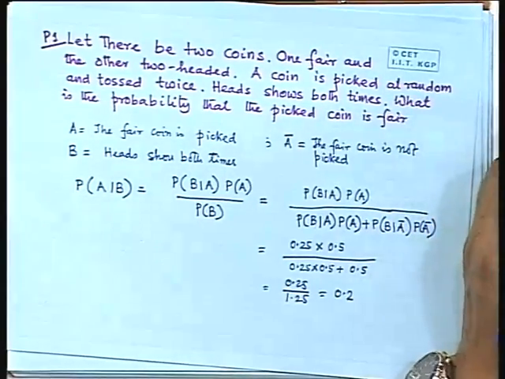So what you are effectively saying is that if you see both heads coming up, then there is a much higher probability that the coin that you have picked is actually the two-headed one, because the probability that you have picked the fair coin and you got two heads is actually rather low, right?